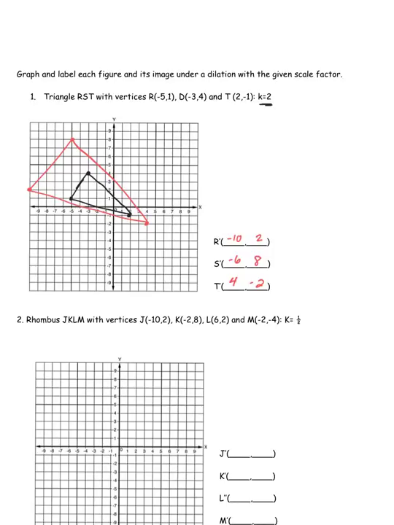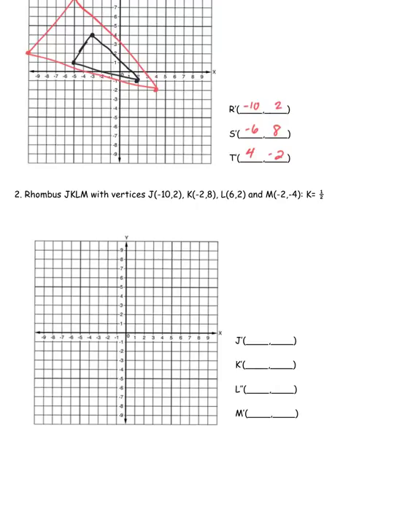Let's do another one. So this time we have a rhombus. So we're going to graph it: (-10, 2), (-2, 8), (6, 2), and (-2, -4). So there's my rhombus.